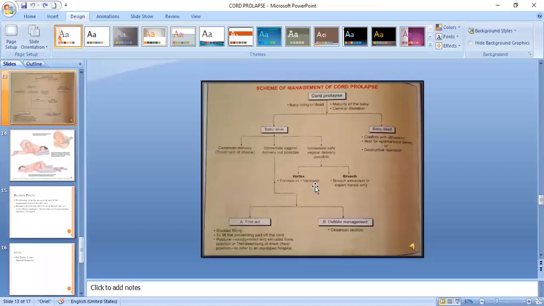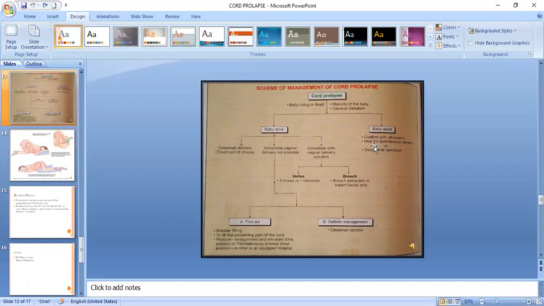Next is the scheme of management for cord prolapse. If it is a cord prolapse case, we have to assess whether the baby is alive or dead. We have to see the maturity of the baby and the cervical dilatation. If the baby is dead, we have to confirm the death by sonography, because in cord prolapse there are chances of deceleration of fetal heart rate, and even we cannot feel the pulsation. So by that we cannot confirm the death of the baby.